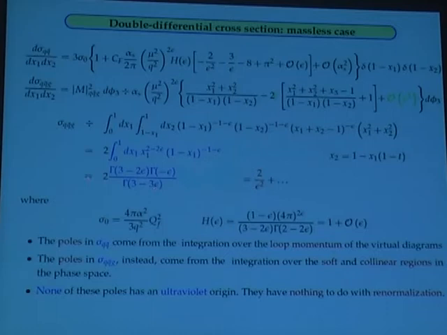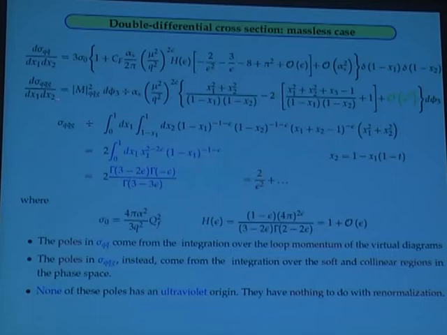Here a lot of terms are missing, and you see that the most divergent term is 2 over epsilon squared. You cannot not notice the fact that here we had minus 2 over epsilon squared, and here you have a plus 2 over epsilon squared. You know very well that the poles in here come from loop momentum, when you integrate over loop momentum. The poles in here, instead, come out when you try to do the integration over the phase space. They were not there.